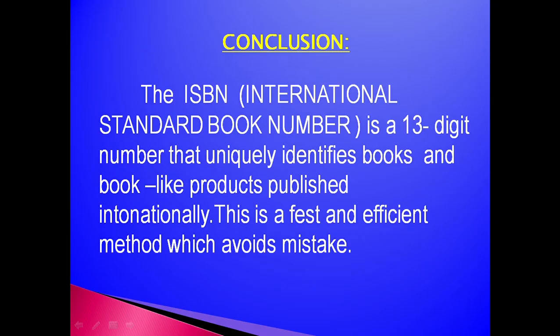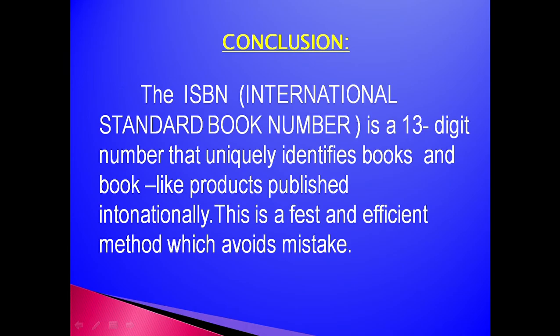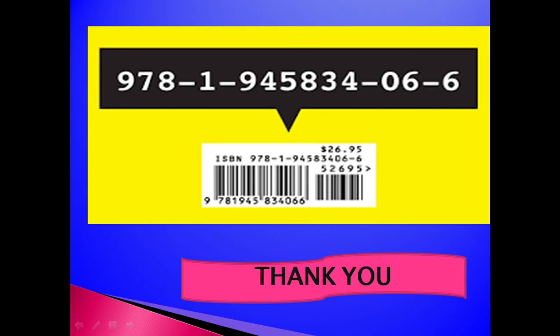The last part, the conclusion. 13 digits, it is uniquely important. Why: it is a fast and efficient method which avoids mistakes. When you want to buy anything, if you tell the code, you can purchase anything very easily. That's it.